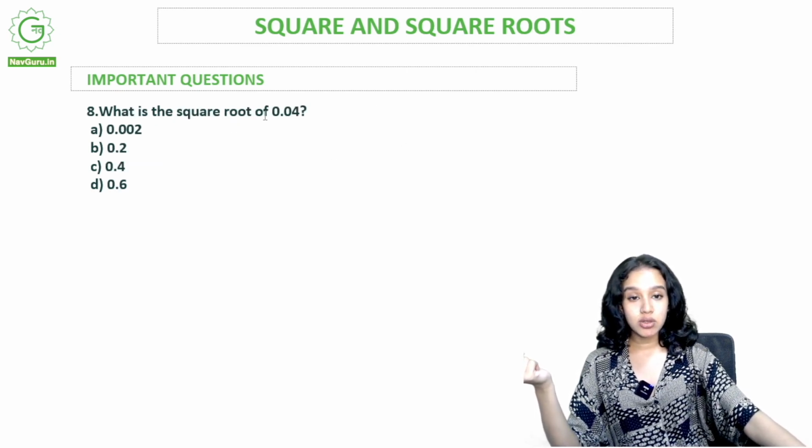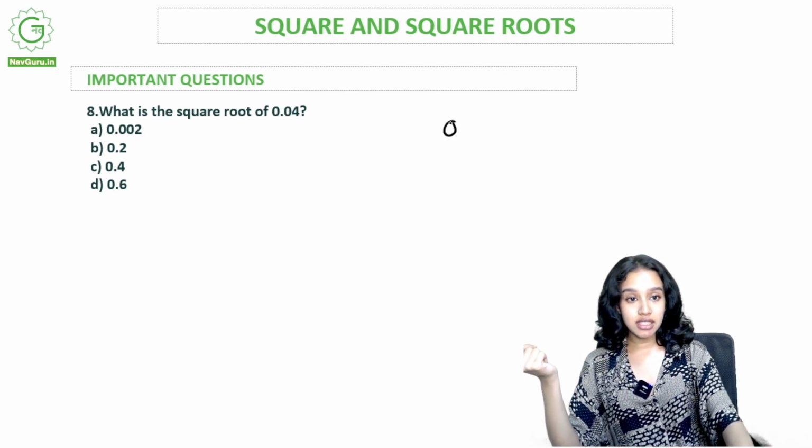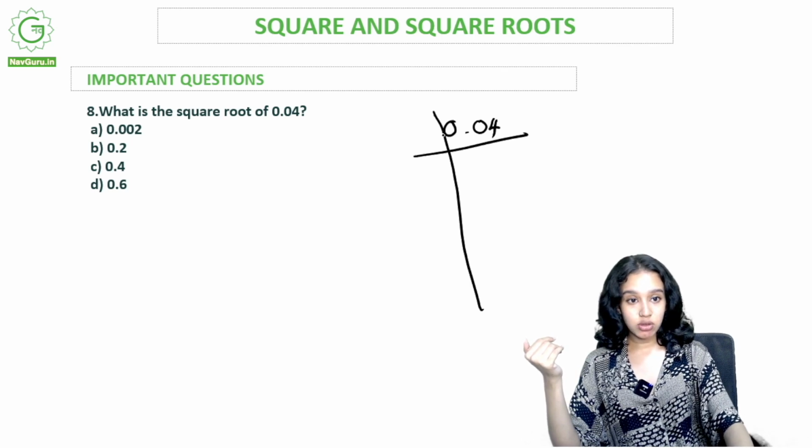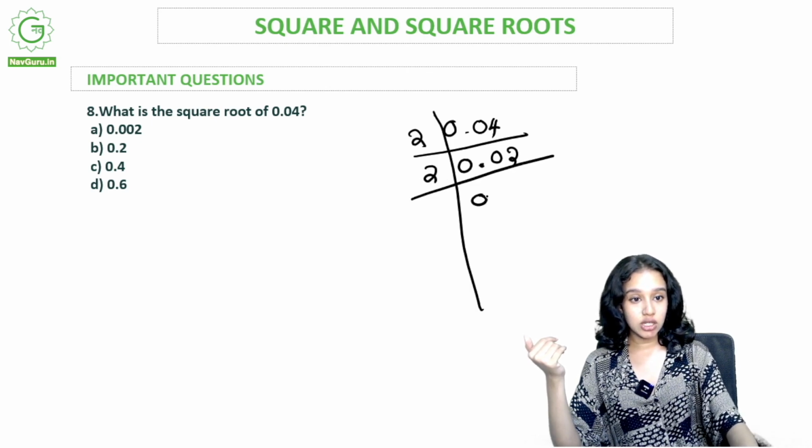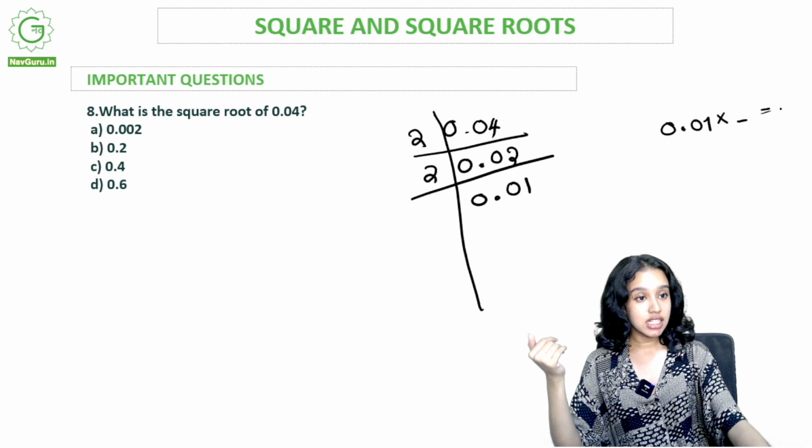What is the square root of 0.04? Either you could do the prime factorization method, where you go: this is divisible by 2, so it becomes 0.02. Again, it's divisible by 2, so it's 0.01. Then it's divisible by what? What should we multiply to get 1? 0.01 into something is equal to 1. What is the number? 100.